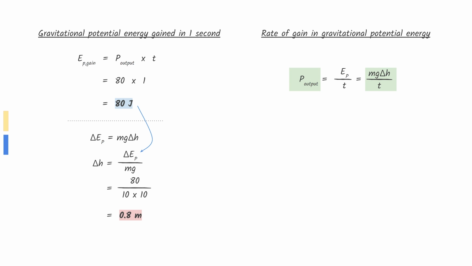Another way is to divide the gravitational potential energy by time to change it to rate of gain in gravitational potential energy, which is also the output power. Likewise, rearrange to make height the subject. Substitute in the values to find the answer.